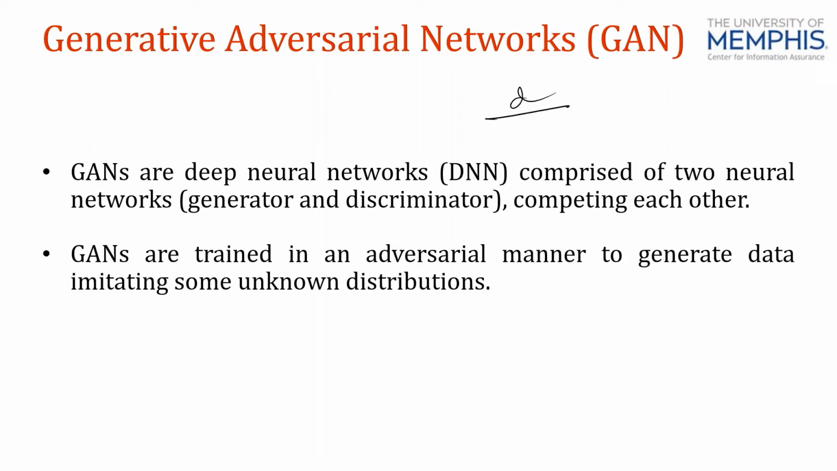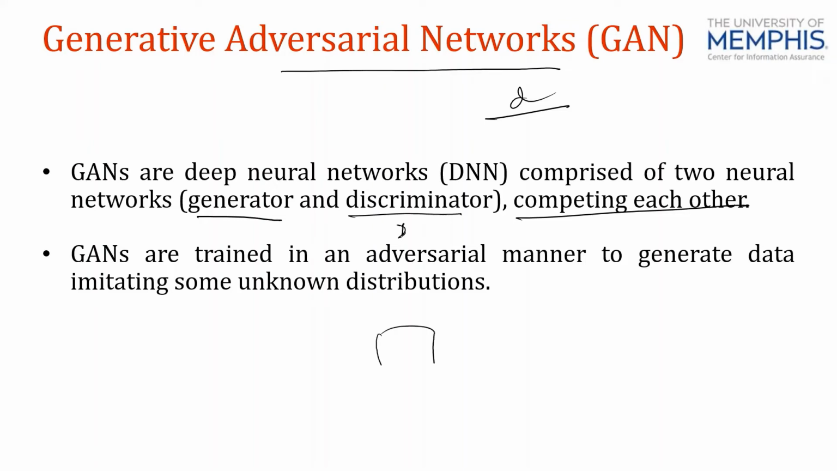Now let us talk about some other models, called the generative adversarial network. It's a machine learning model, mostly a deep neural network model, and it's a generative model. We will talk about the generative model later. To define the generative adversarial network, we say that GANs are deep neural networks, or DNNs, comprised of two different neural networks. One is the generator, another one is the discriminator, and they compete with each other for generating non-existent samples. Both generator and discriminator can be deep neural networks.